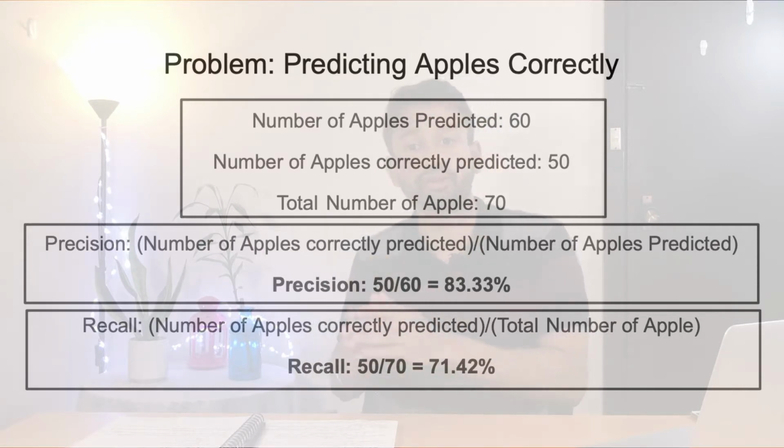On the other hand, recall is how many apples I am predicting correctly out of how many apples in total are present in the actual data set. Let's say there are 70 apples actually present and 30 oranges, and I am able to predict 50 apples correctly. So the measure for recall is 50 by 70, because there are 70 apples in total and I am able to predict 50 of them.